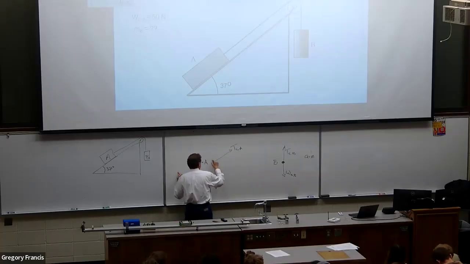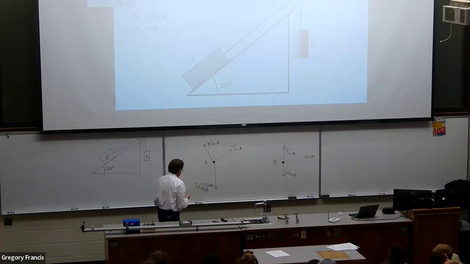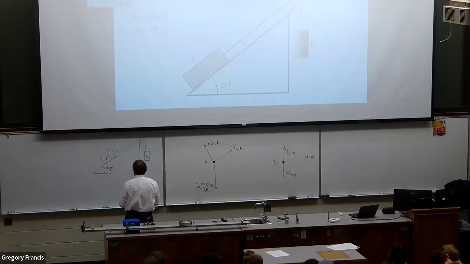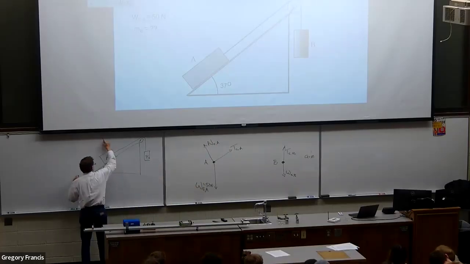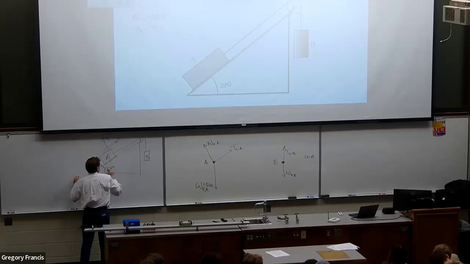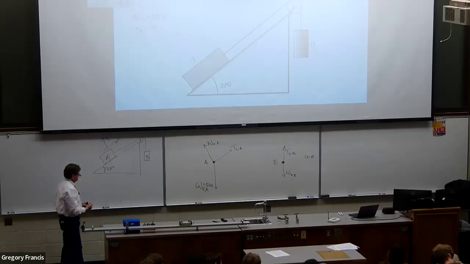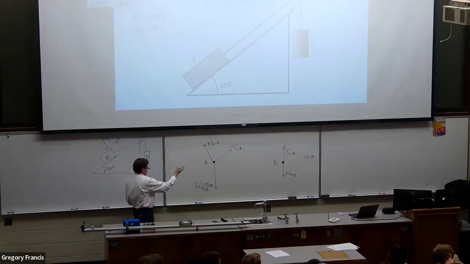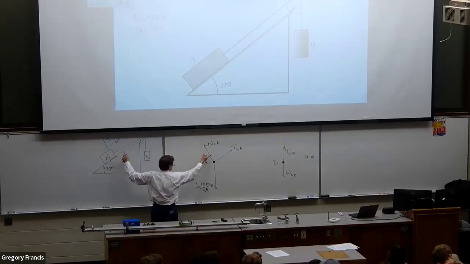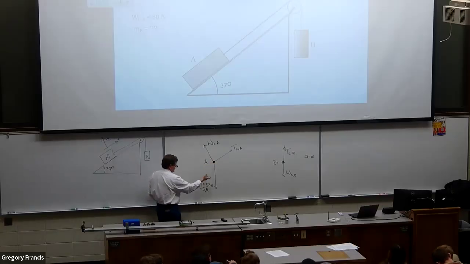And the ramp pushes with a normal force, but no friction. And so that's my free body diagram for A. Now, whenever I have a ramp problem, I rotate my coordinate system so that the x-axis lines up with the ramp. And that means that my normal is lined up with the y-axis, my tension's lined up with the x-axis. It's always the weight that I've got to break into components.